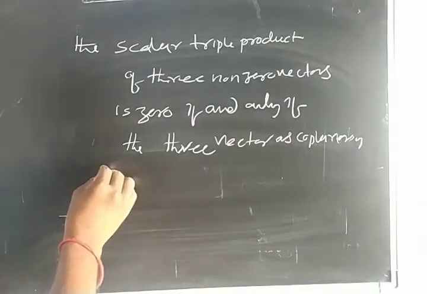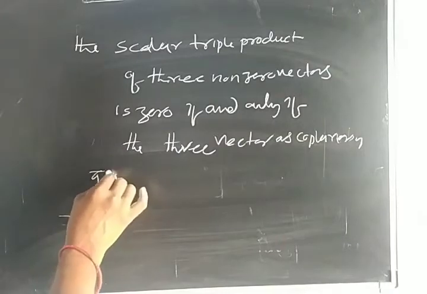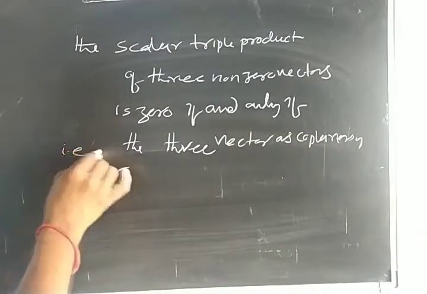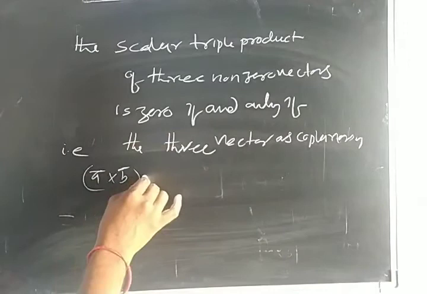Now for the reason, we can prove it like this. Suppose I am proving this: A cross B bar dot C bar equal to 0.